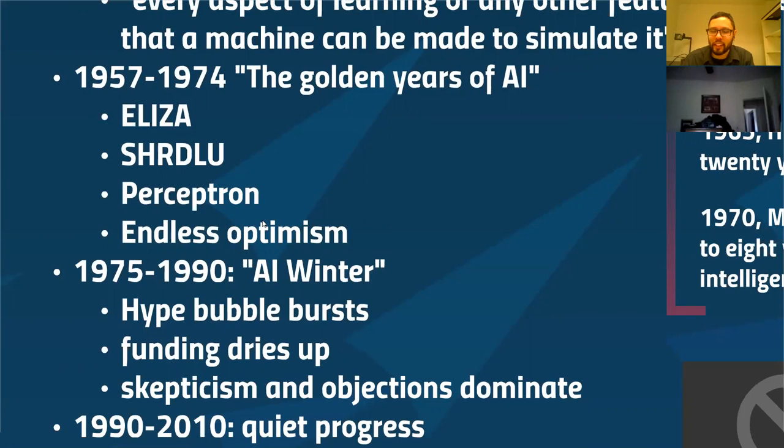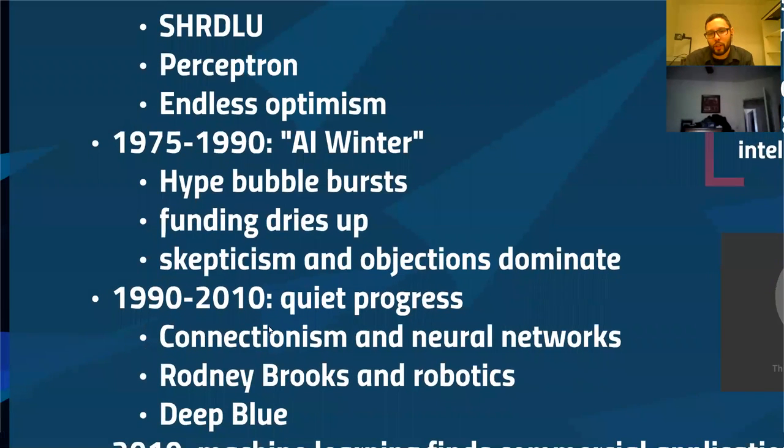A lot of people stopped working on AI. AI had the stigma of being sort of foolish and silly for a long time. And in fact, it doesn't really end until the 2000s, until 2010, the 21st century.